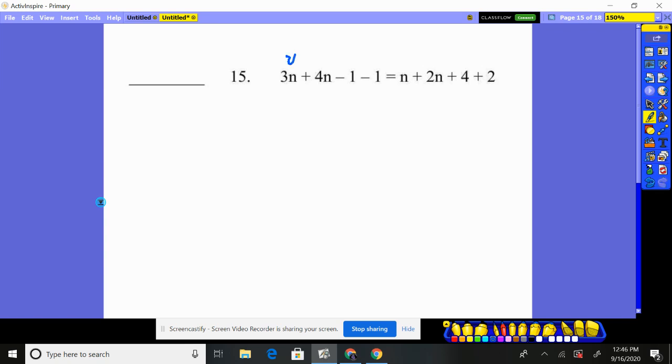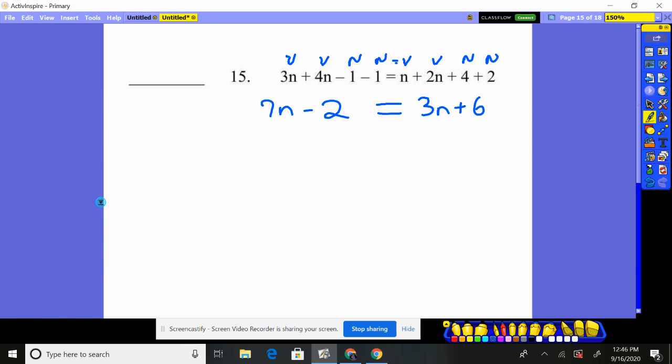Number 15, we have a variable plus a variable, number, number equals a variable, variable, number, number. So we have our equal signs here. To the left, put together what can be put together. Two variables can go together. That's 7n. The two numbers, lose one more, you've lost 2. N plus 2n, 3n's, 4 and 2 together, 6.